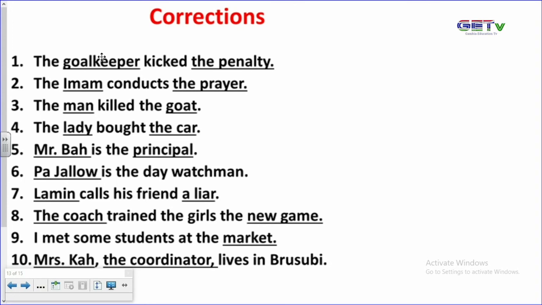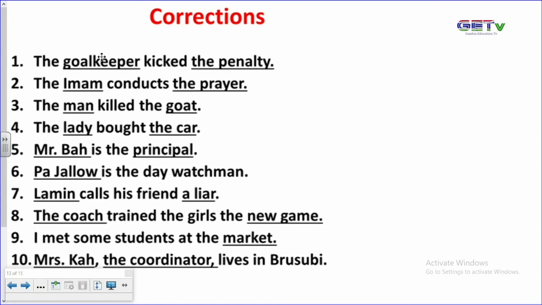We also move on. The coach trained the girls the new game. Here the coach is the subject. What did he do? He trains. Whom did he train? The girls. What did he train them? The new game. So here, the new game becomes the indirect object. The direct object here is the girls. Because if you look at the coach trained, whom did he train? The girls. They received the training directly.